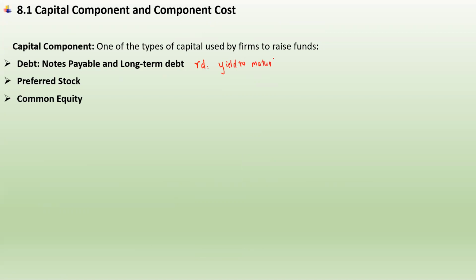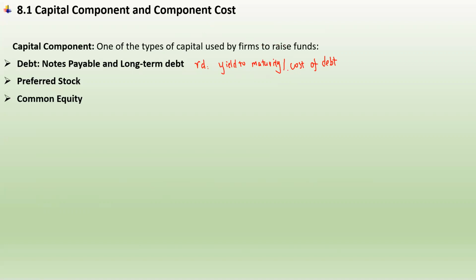And the yield to maturity is the yield given by the borrowing firms to the investors. It's also the cost of the debt. So basically it means that when you borrow from the investors, you have to pay something, and that's the cost. You pay the yield to maturity, that's the cost of issuing debt, of using debt capital.